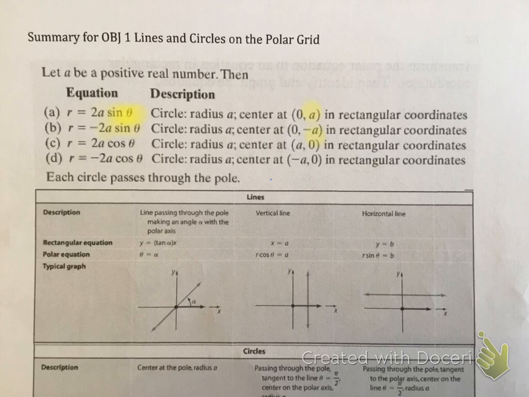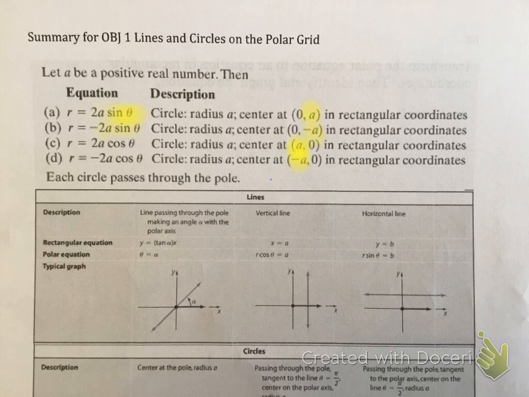Because remember, sine goes with y. And then C says r equals 2a cosine theta. If it was 10 cosine theta, divide 10 by 2 to get 5, so the center is 5, 0. And then r equals negative 2a cosine theta. Let's say you had r equals negative 14 cosine theta. Take 14 divided by 2 and you get 7, so the center would be negative 7, 0. Notice that if it's cosine, the a is the first value of the center, and if it's sine, it's the y value that gets affected.